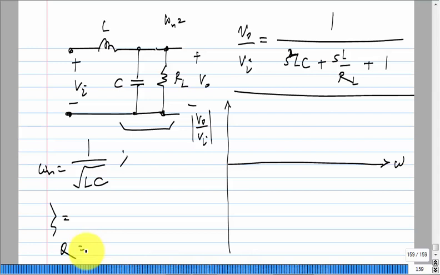R root C bar. Yeah. What is that? Quality factor. So, quality factor is RL square root of C by L. Okay. It again makes sense, and the damping factor is what? 1 over 2 Q, right? So, 1 over 2 RL square root of L by C. So, again you should check, if RL is infinity, damping should become 0, right?